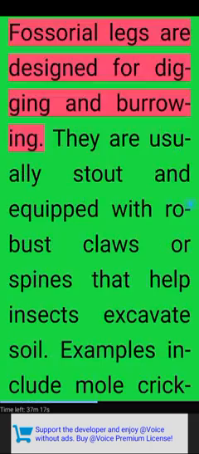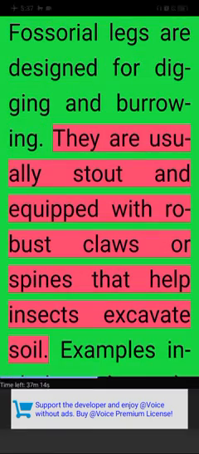5. Fossorial legs. Fossorial legs are designed for digging and burrowing. They are usually stout and equipped with robust claws or spines that help insects excavate soil.